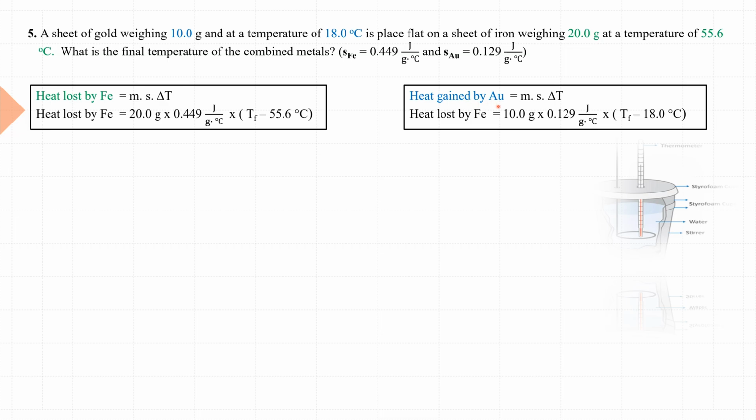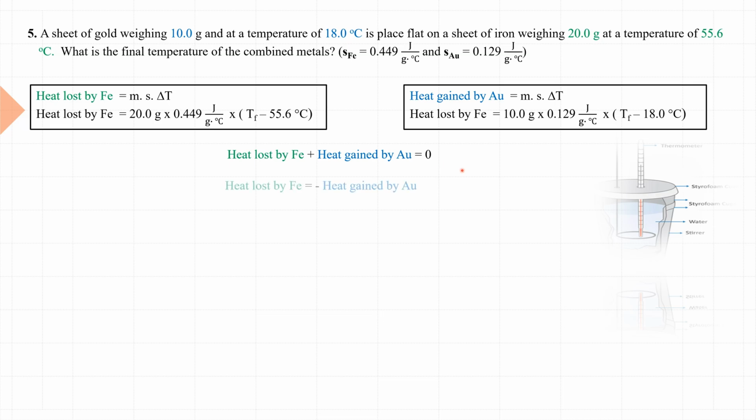So heat gained by gold is again m S delta T: the mass of the gold times the specific heat of the gold times the final temperature after combining the metals, which we don't know yet, minus the initial 18.0 degrees Celsius. The heat lost by iron plus the heat gained by gold, added together, is equal to 0, since no heat is lost to the surroundings.